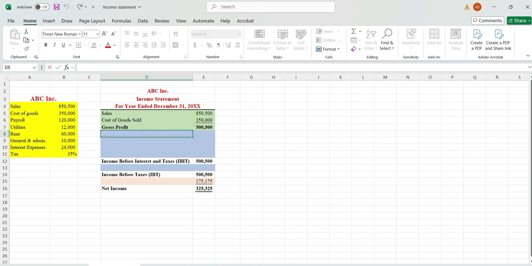So let's go to the next step, which is putting down the expenses in this area. We're going to start with payroll as the highest expense, and we're going to copy from here, which is 120,000. Then next we're going to put utilities, which is 12,000.